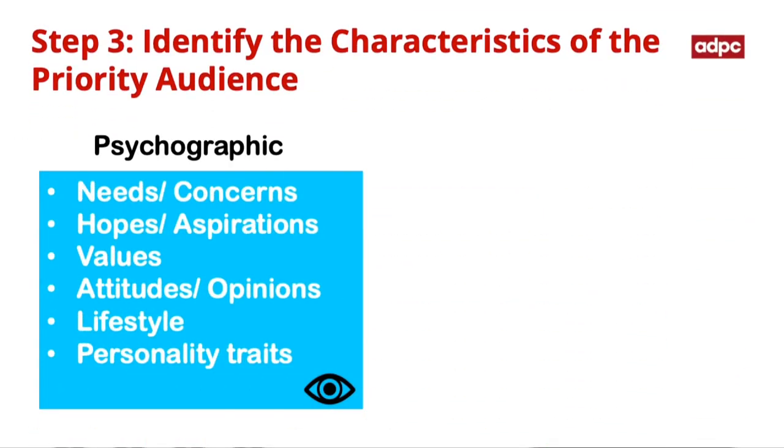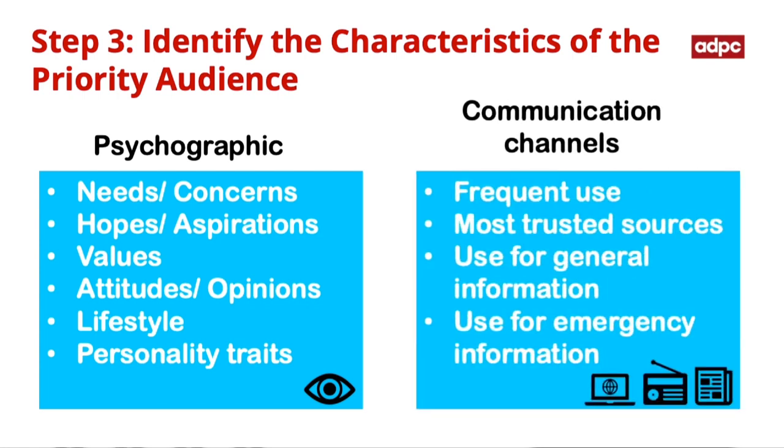The psychographic characteristics of your priority audience include their needs and concerns, their hopes and aspirations, their values, their attitudes and opinions, their lifestyle, and their personality traits. When analyzing your priority audience's preferred communication channels, think about the channels that they use most frequently, the ones they trust the most, the ones they use for general information, and the ones they use in case of an emergency.